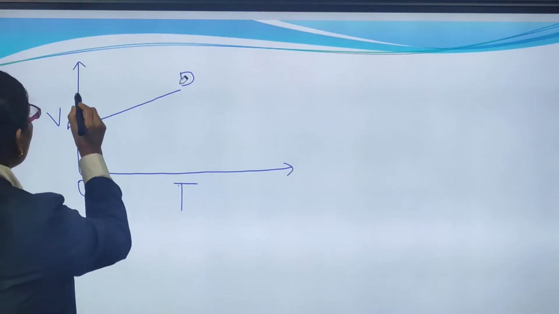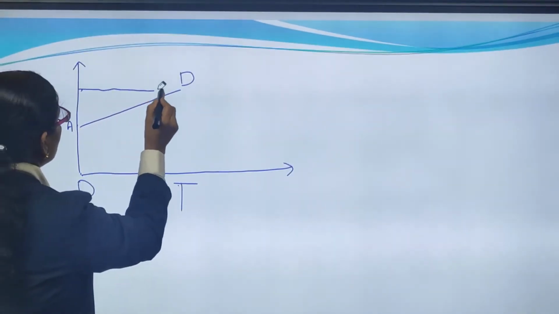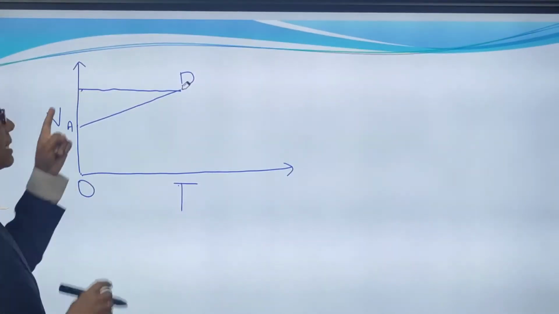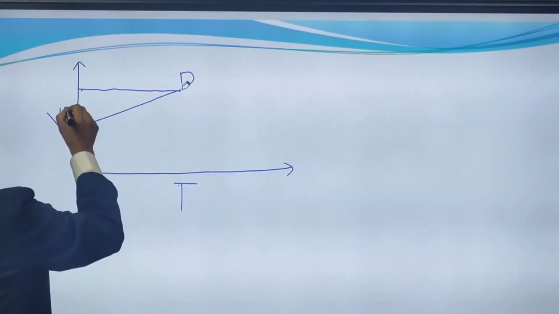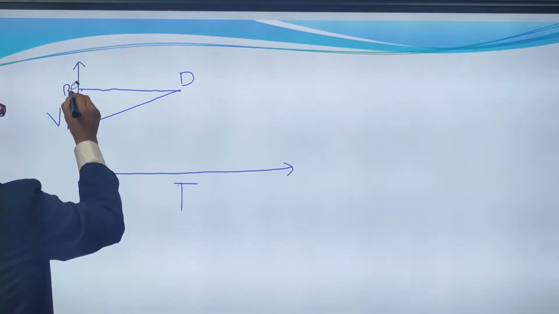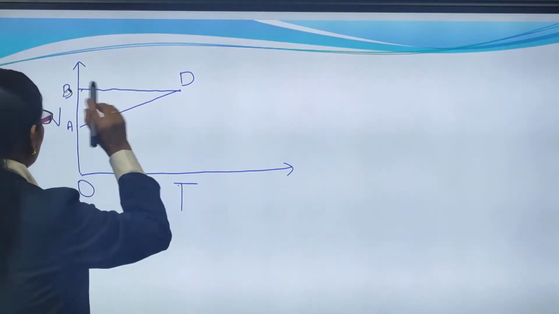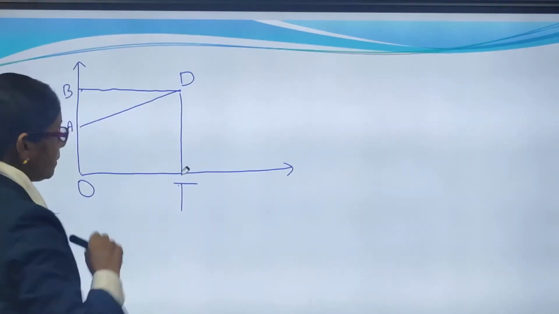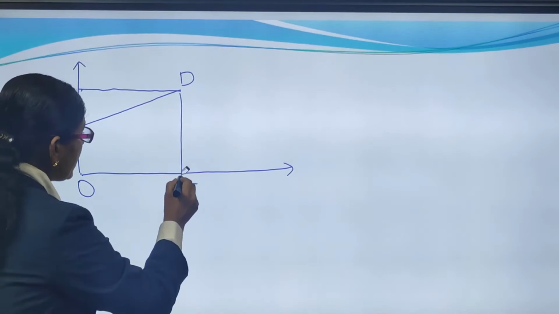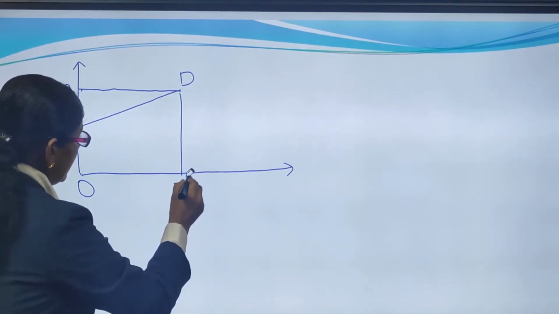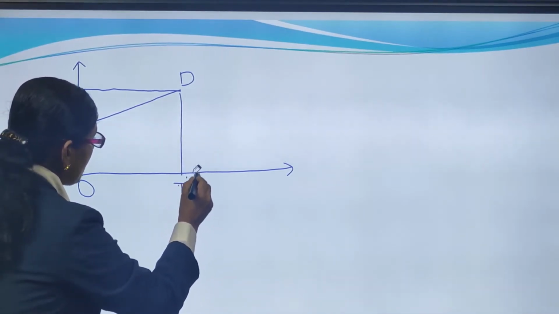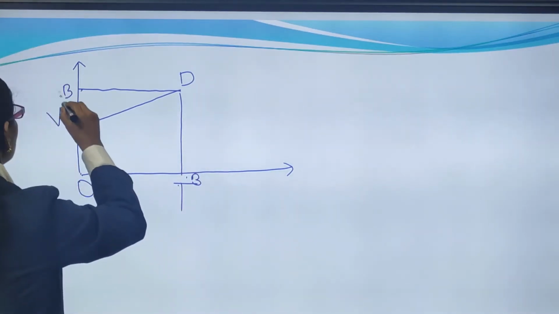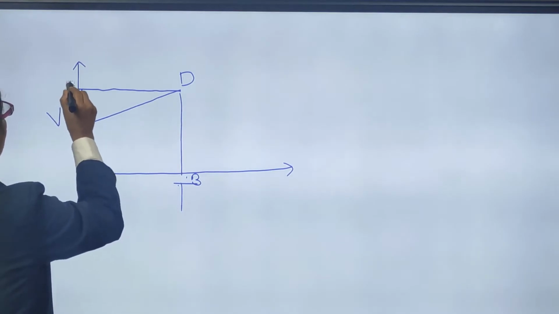Now, what should I do? I draw here a line which touches the y-axis. So, this point is B. And then draw here. This point I take it. This is B and this point I take. This point I take.